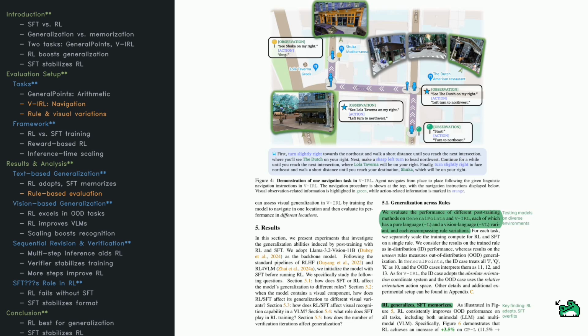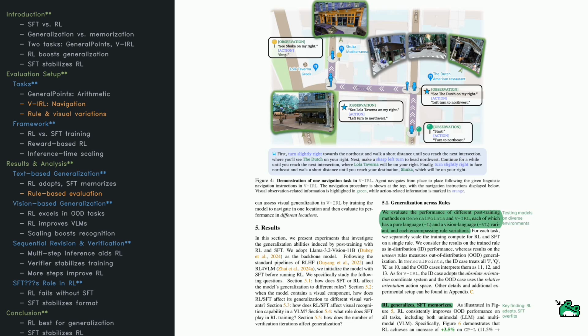Instructions like turn slightly right or make a sharp left turn guide the agent's movements. If it correctly follows these directions and identifies visual landmarks, it reaches the goal. The big question here is, how well do models generalize to different environments? The study runs several experiments to test this.